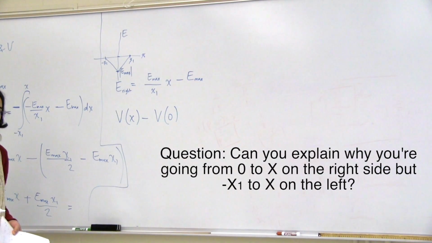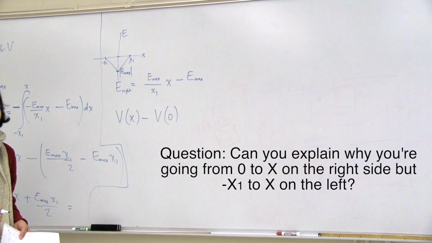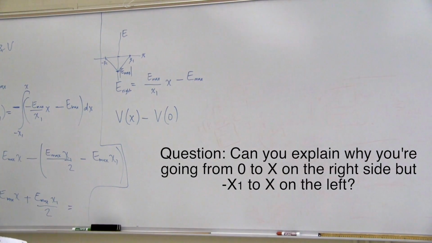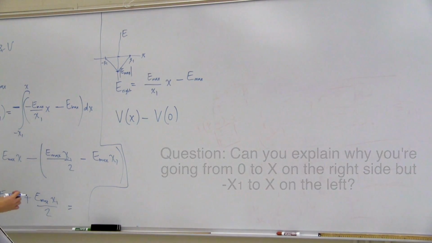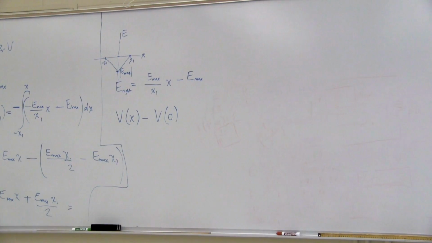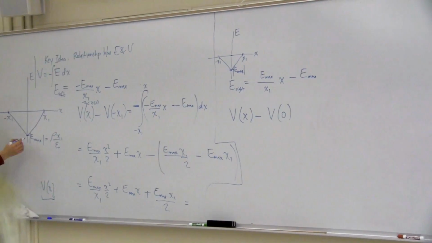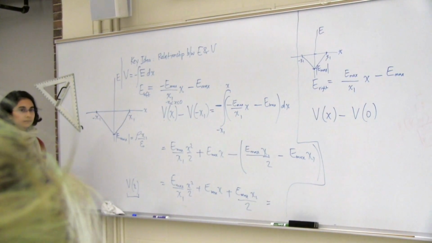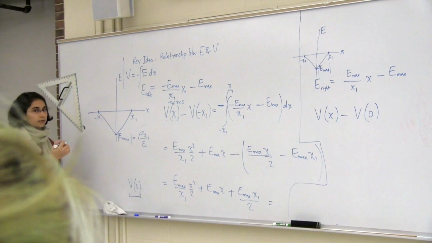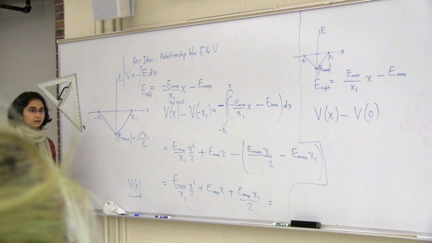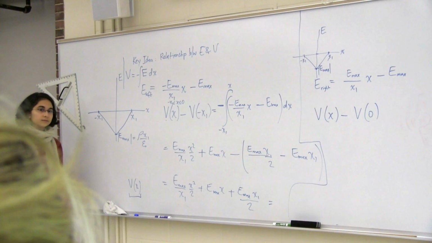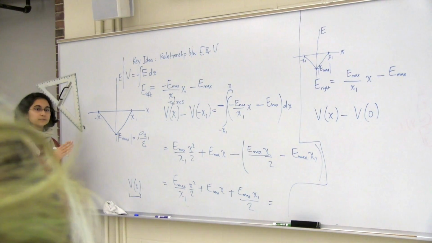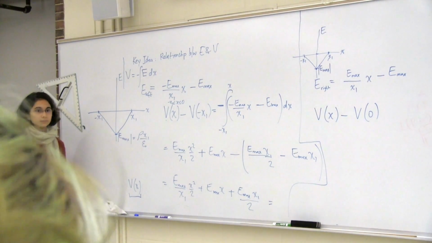Can you explain why you're going from 0 to x on the right side, but negative x to x on the opposite side? So here, whenever you're integrating E, you're getting a potential difference between two points, right? So you look at your final minus initial. If you want an expression in terms of x, you say that I'm going to keep my final point less than 0, but it's going to be an arbitrary x.